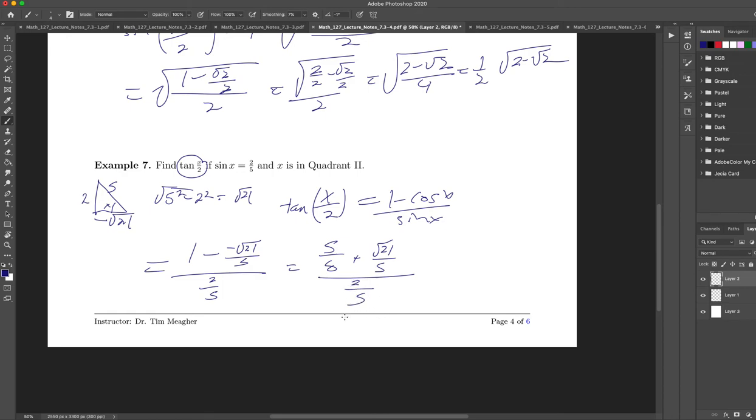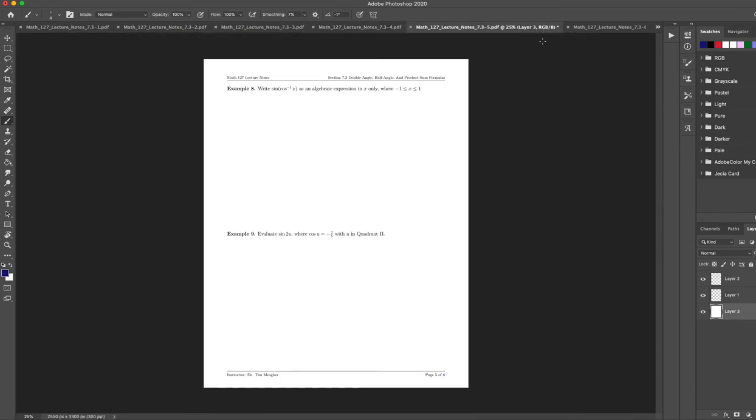Here I can safely get rid of all of my 5's, and then I'm left with 5 over 2 plus square root 21 over 2. And that's about as clean as we can get that one. Alright, let's do this next set here. Let's go ahead and zoom on in.